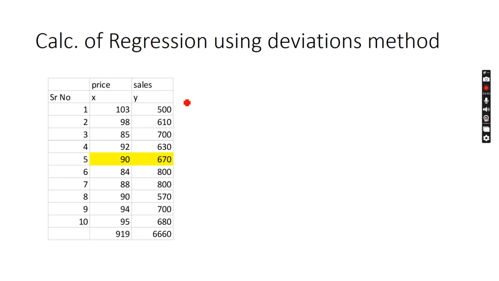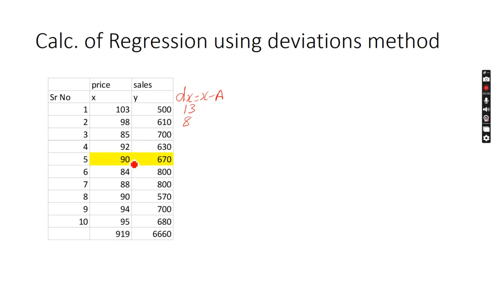I will show you how to calculate in the next slide. So, once you have written your column, make another column dx, and dx would be x minus a. You can also take x bar or the actual mean. In this case, I've taken an assumed mean of 90. Take x1, that is 103 minus 90. So 103 minus 90 would be 13. 98 minus 90 is 8.